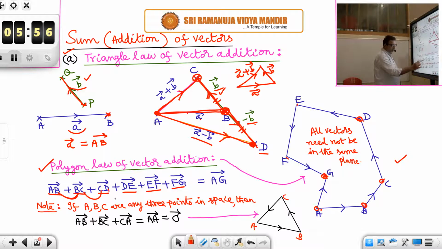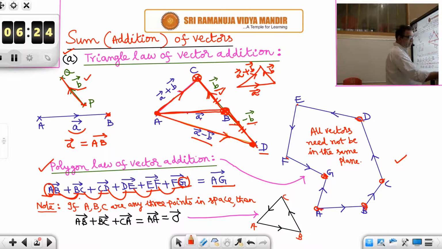Terminal point of this vector, next point, initial point. Next vector, initial point, terminal point, initial point. So like that, if you add, the resultant will be the first initial point to the final terminal point. That means AG bar. You have to take the initial point of the first vector and the terminal point of the last vector. So that will give you the resultant vector.